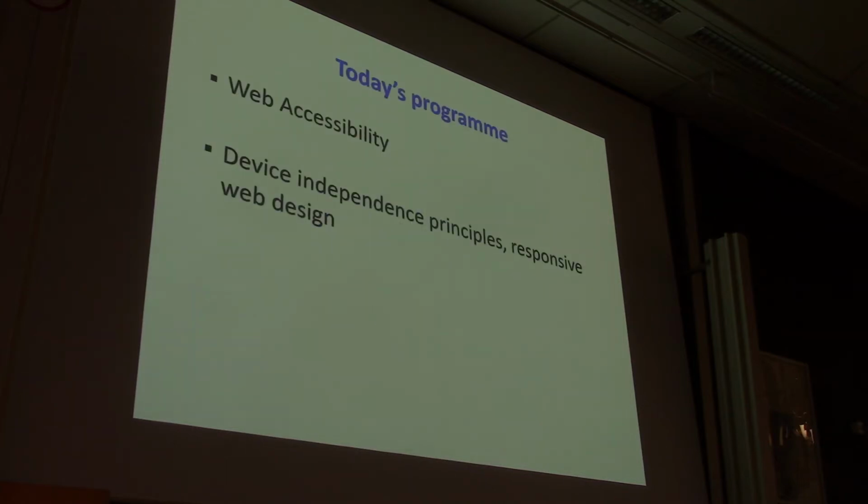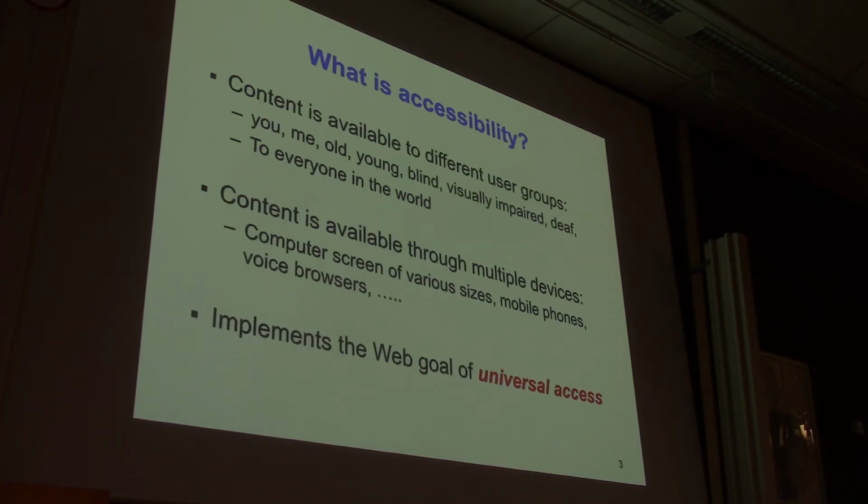Okay, so the first half will be accessibility, and the second half will be device independence and responsive design. The initial goal of Tim Berners-Lee when he invented the web was to make the internet accessible for a large group of people that were not computer scientists. He worked in the physics department at CERN. These people were not trained computer scientists, and they had big trouble accessing all the different programs that you needed to use to access the internet in those days. He wanted to change that.